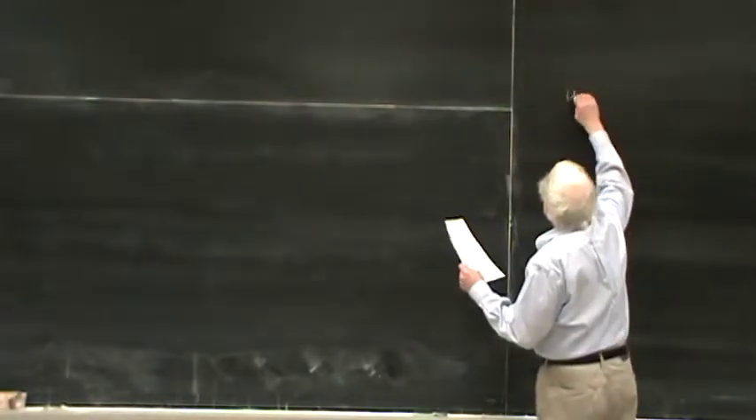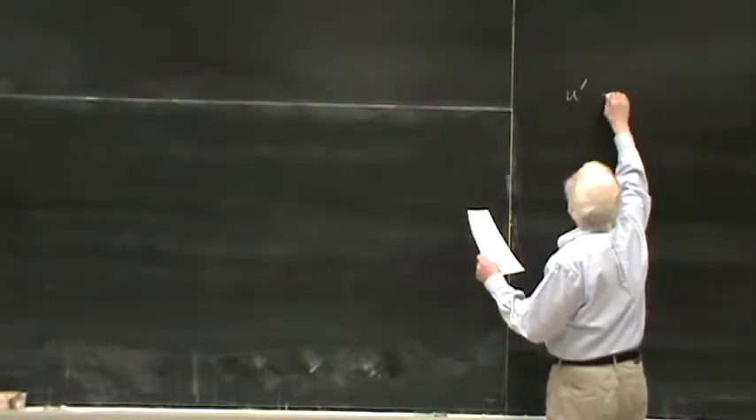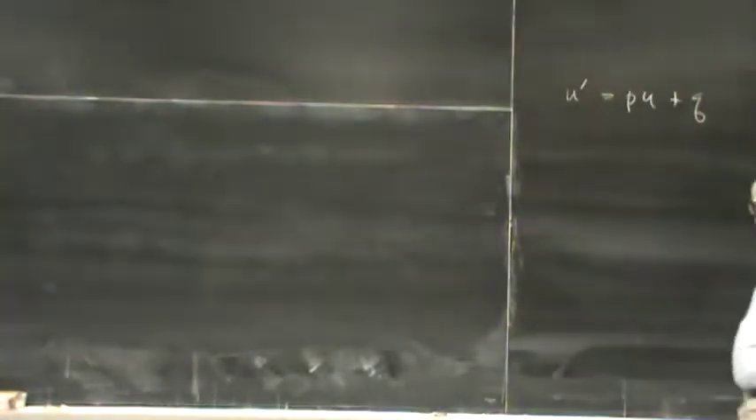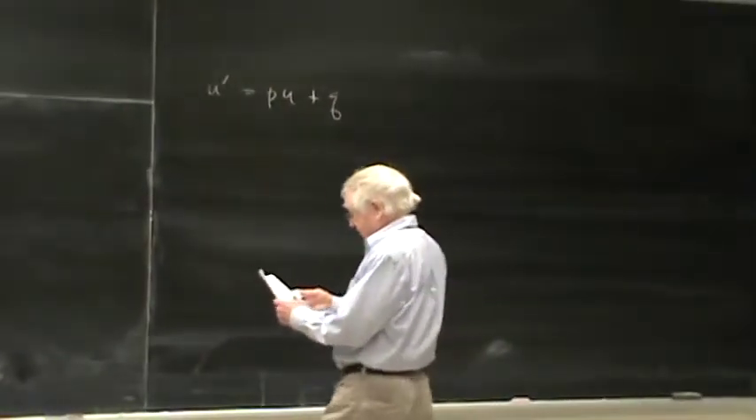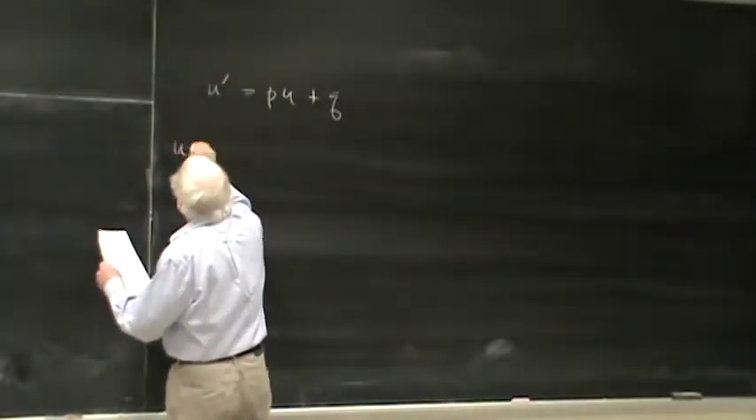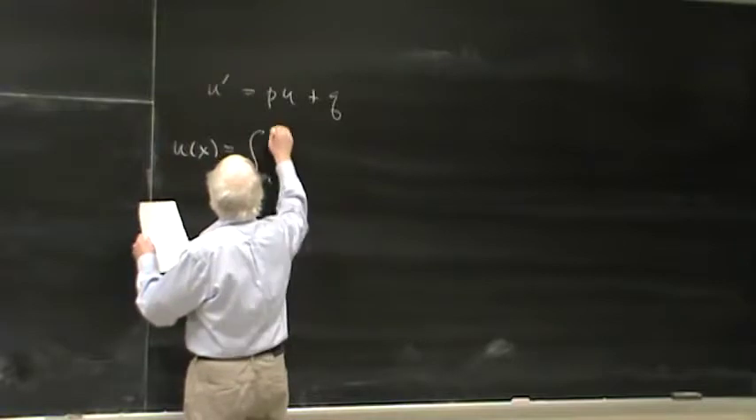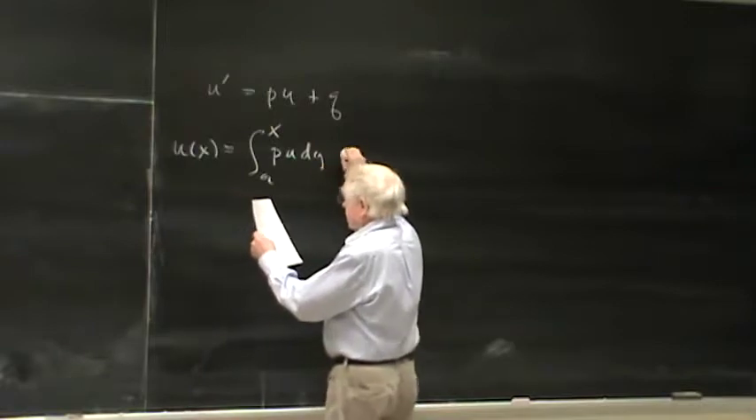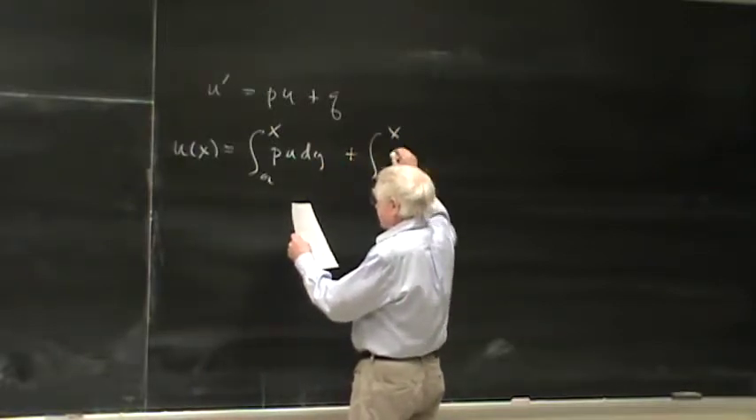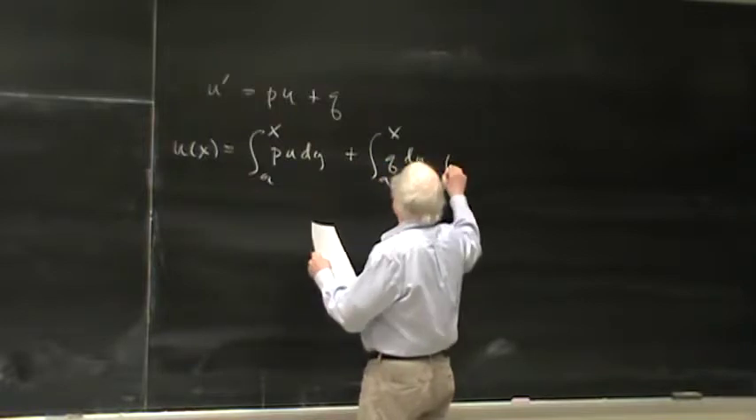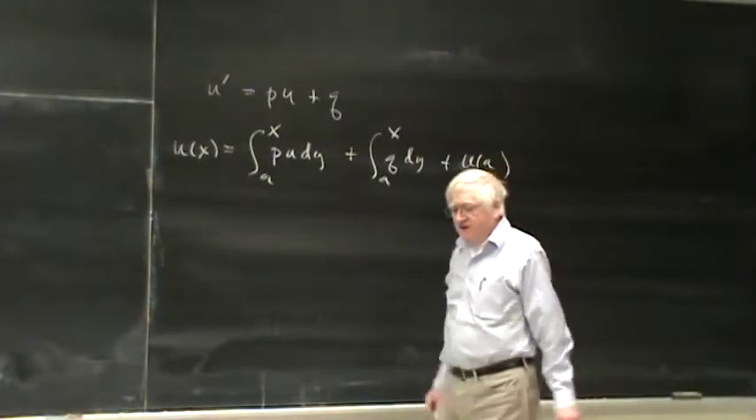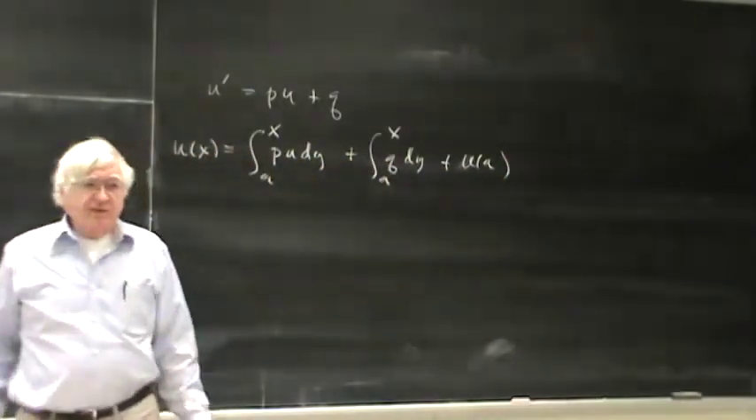So the basic idea is, suppose you have an equation u prime is pu plus q. That's a differential equation, and what you can do is convert it to an integral equation. u of x is the integral from a to x of pu dy, plus the integral from a to x of q dy, plus u of a. So that's very easy.